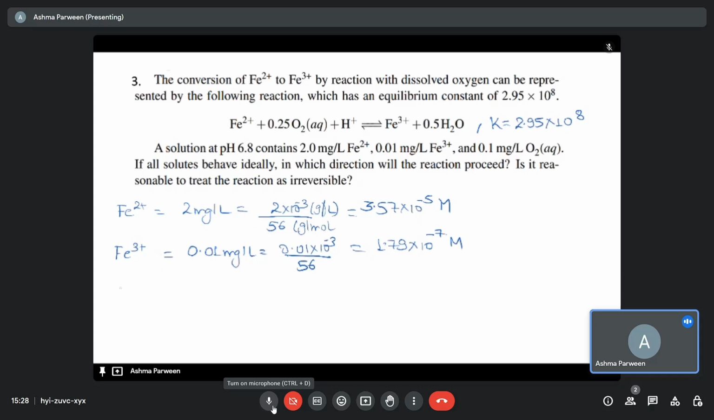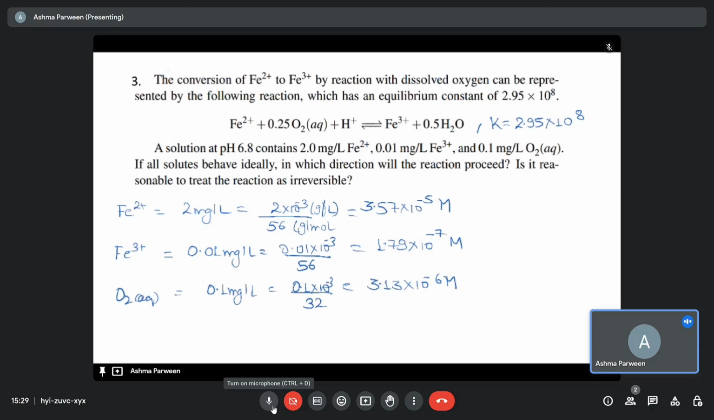And the last one is O2 aqueous, which is 0.1 milligrams per liter. So it will be 0.1 × 10^-3 upon 32. So it will be 3.13 × 10^-6 M.